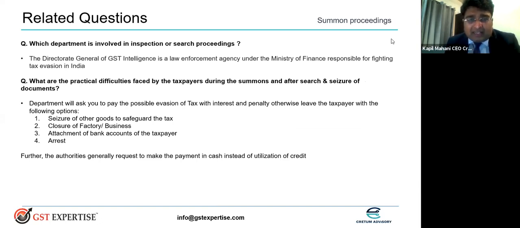And what are the practical difficulties faced by the taxpayer during the summons and after search and seizure? The department will ask you to pay all possible evasion of tax with interest and penalty. Otherwise, they leave the taxpayer with the following options. Either they may say that we will seize the goods to safeguard the tax, or that we will close the factory, or attach the bank account of the taxpayer, or they may use the power they actually have, the power of arrest.